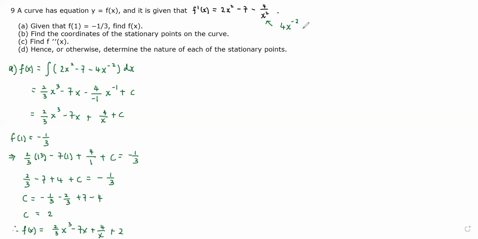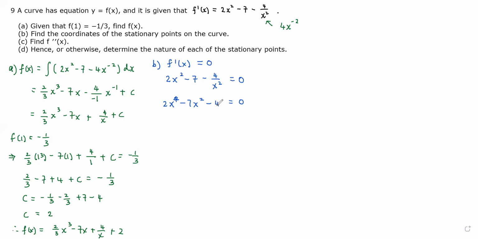Part B, find the coordinates of the stationary points on the curve. Stationary points occur when f prime x is 0. So we set f prime x to 0. 2x squared minus 7 minus 4 over x squared equals 0. And we need to solve for x. In order to do that, multiply throughout by x squared, so that we have 2x to the 4 minus 7x squared minus 4 equals 0.